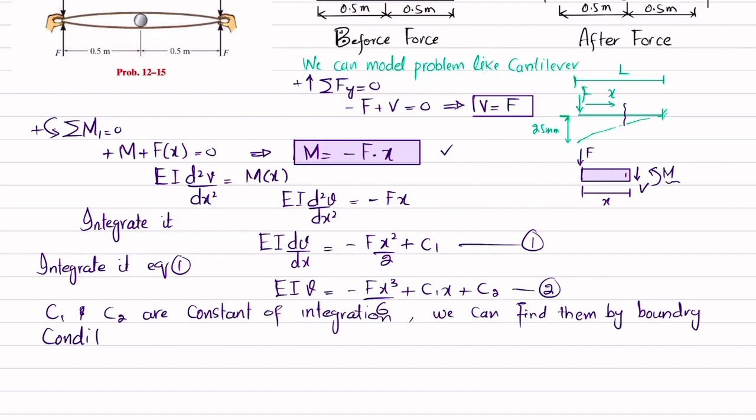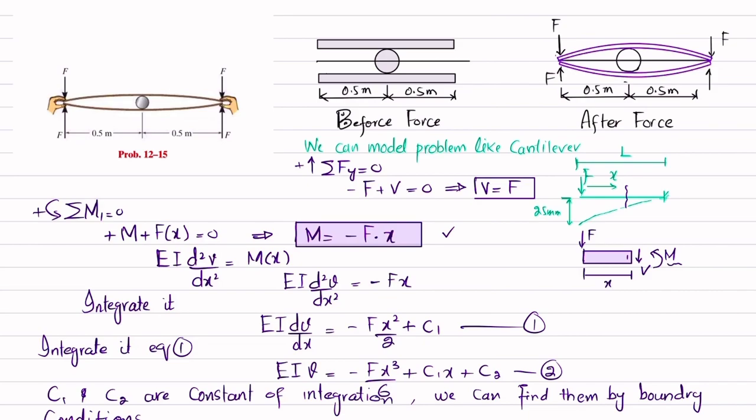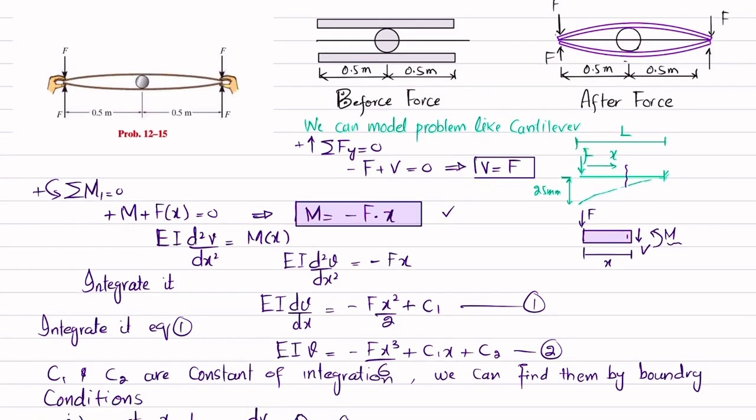So what are the boundary conditions? Let's check that. The first boundary condition is that at x is equal to L, we have dv over dx, which is the slope, equal to 0. So you can check over here that x starts from here, and x is equal to L is this point. You can see here the slope, which is dv over dx, is equal to 0.